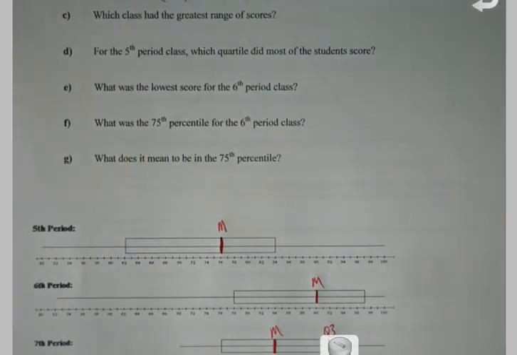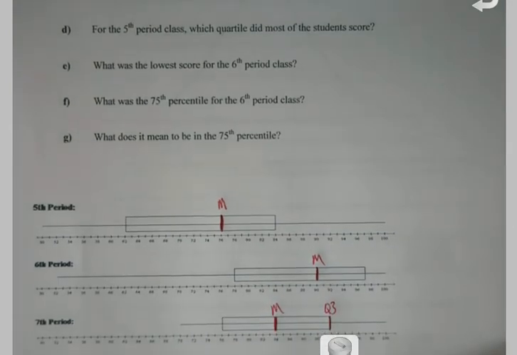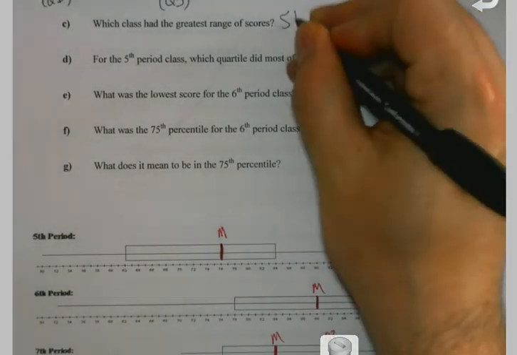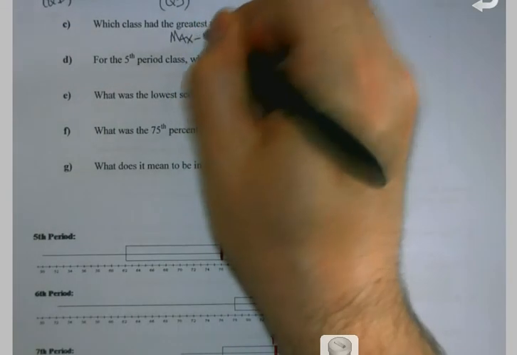Which class had the greatest range of scores? The biggest gap between my min and my max? Definitely 5th. So again, you just do max minus min.